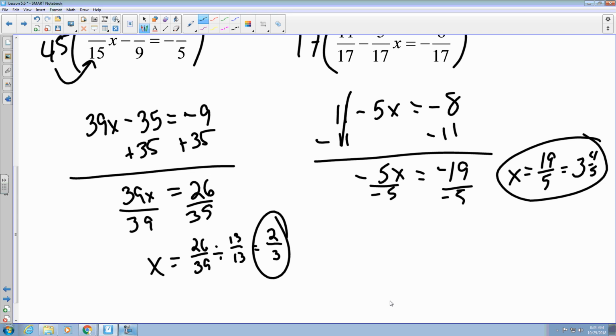All right, and that is being able to multiply using multiplicative inverses.